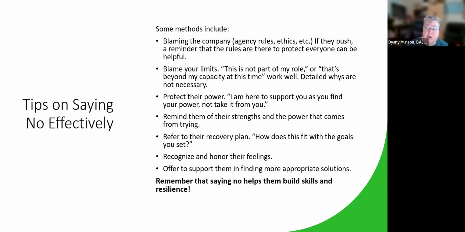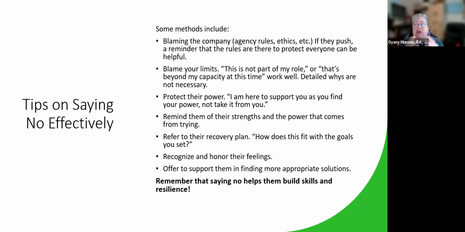But when I remind the peers of their strengths and the power that comes from trying, a lot of times that can be very helpful. It's like, I have seen you're pretty good with your phone. So is there anything that you could do with your phone that might be able to help you with this? Or, I've noticed that you're really good at talking to people. Is there any way that you can utilize that or build on that to get closer to what you want? And I usually don't say to get what you want, but to get closer to what you want.